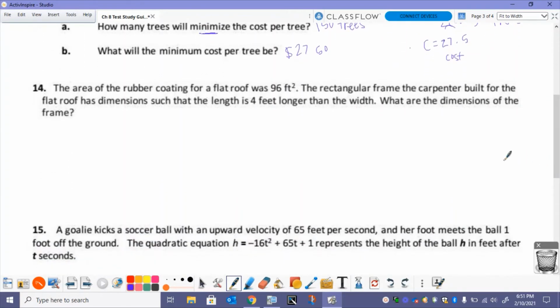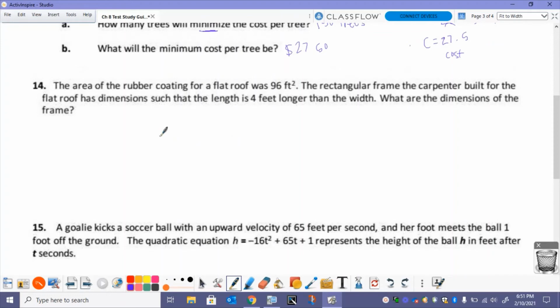All right. So we are now on number 14. We're getting there. Still taking me a while to get through this study guide, so I hope you're bearing with me. The area of the rubber coating for a flat roof was 96 feet square. The rectangular frame the carpenter built for the flat roof has dimensions such that the length is 4 feet longer than the width. What are the dimensions of the frame? Okay, so let's first understand what the question is telling us. The length is 4 feet longer than the width. So that is our length formula right there. 4 feet longer is going to be plus, and the width is just going to be W. So our length formula is going to be W plus 4.